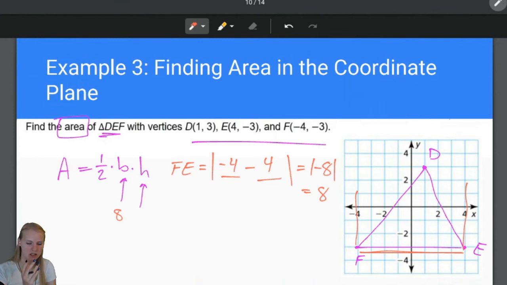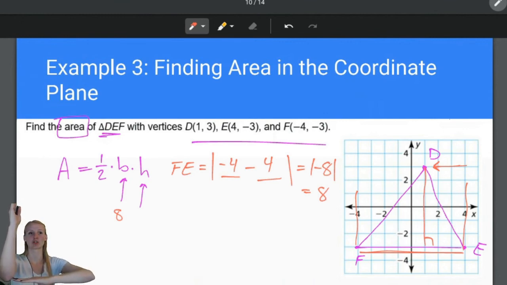So the height, anytime we talk about height, it has to be perpendicular to the base. I need to go from the very top of my triangle, which is D, and I need to drop down perfectly perpendicular. Because when you think of base and height, I think of the wall and the floor, right? Those are perfect 90 degrees between the wall and the floor.